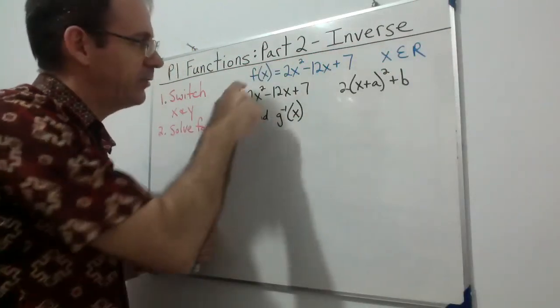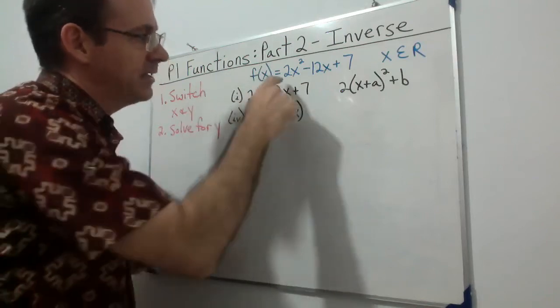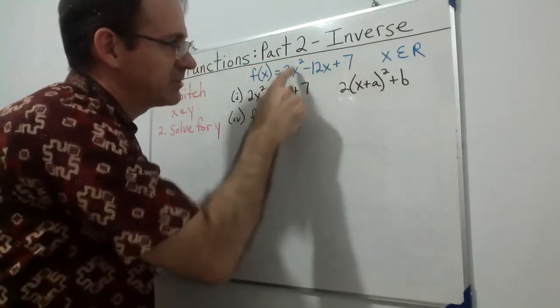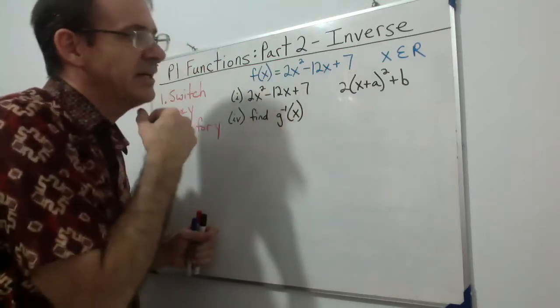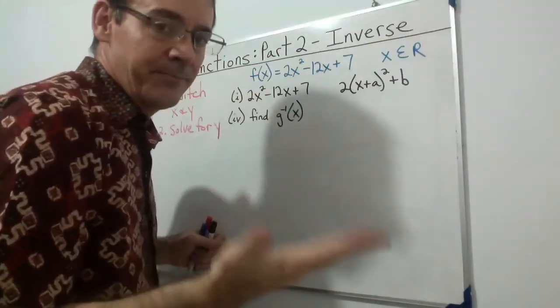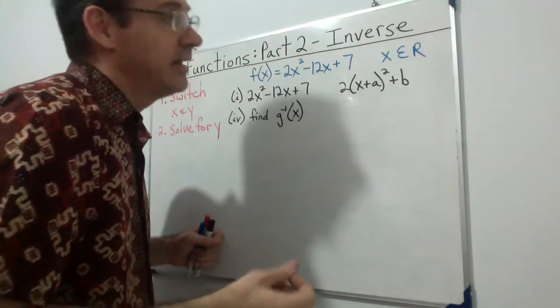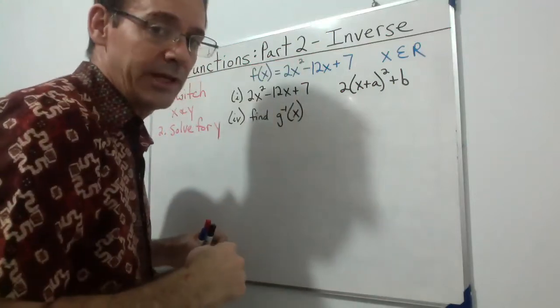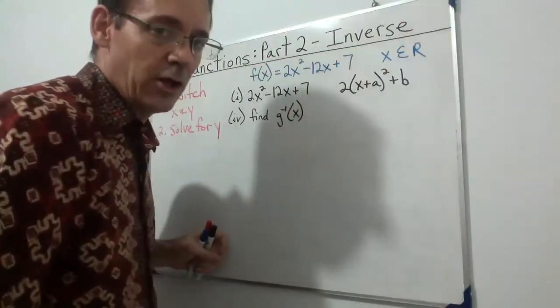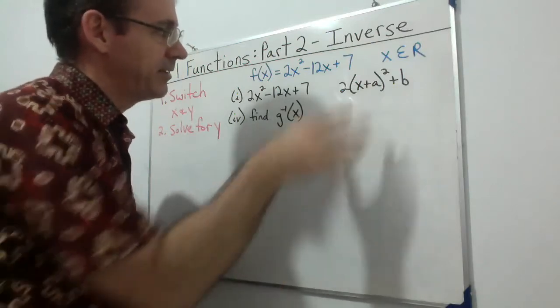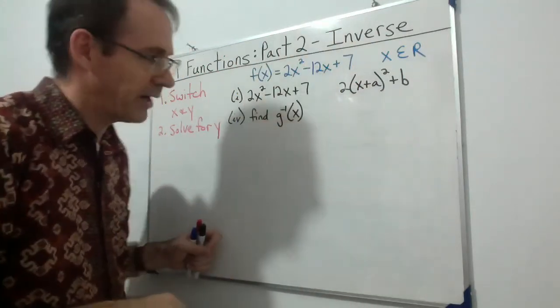Here we have a function f of x. You see this quadratic, 2x squared minus 12x plus 7. Of course, the domain can be anything. At this particular point, the domain can be all reals, and there are no fractions in here that cause problems.